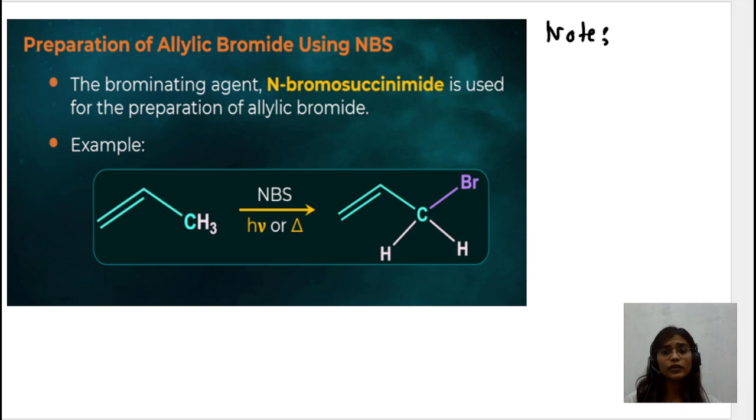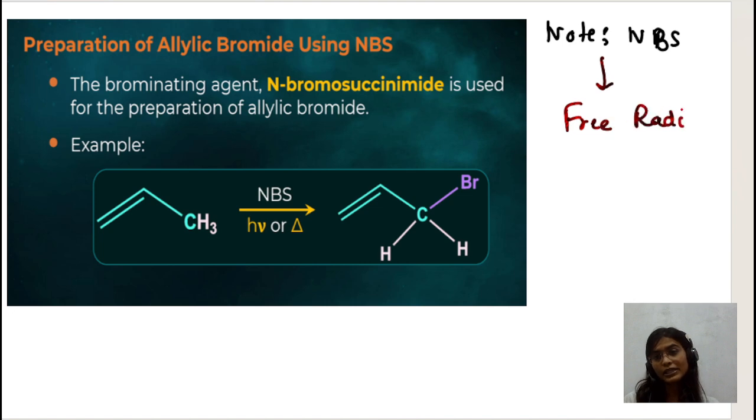Now we are going to make some notes: write down some important reagents. If you observe this reagent, mark it as an important one. Do you know NBS is very famous for its free radical mechanism? It means if we are using NBS, definitely we are going to follow the free radical mechanism. So in this case, this is important: NBS is famous for the free radical mechanism.